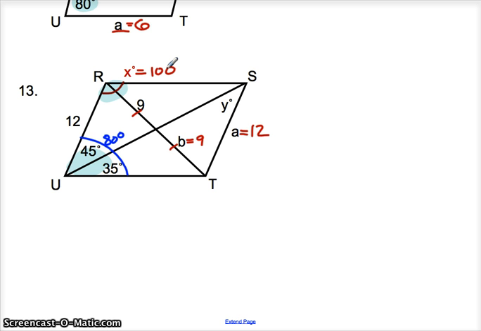Well, how about angle Y? Angle Y isn't the entire angle, it's only part of it. But since I have parallel lines, I know alternate interior angles are congruent, so Y is just going to equal 45.